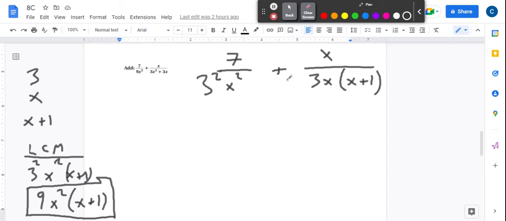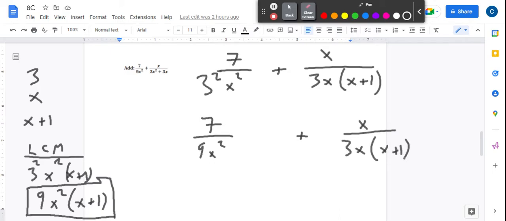Okay, so we come back and rewrite this. So we have 7 over 9x squared plus x over 3x times x plus 1. Now this fraction over here on the left-hand side, our denominator right there is 9x squared. Okay, but we need the denominator to be 9x squared parentheses x plus 1.